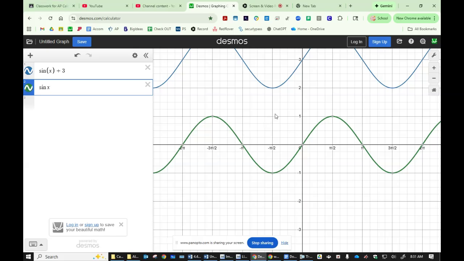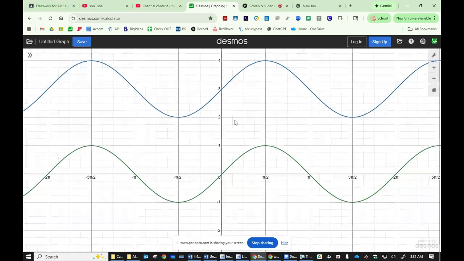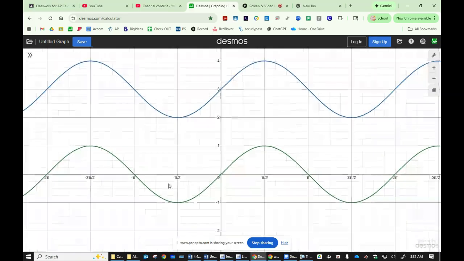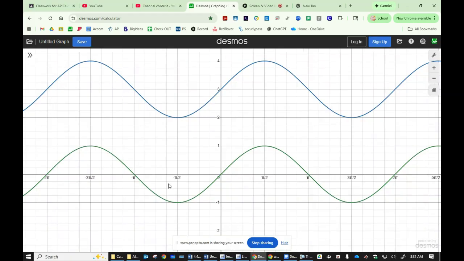Okay. What I would like you to notice, if I compare these guys, what is similar? Amplitude doesn't change, right? What's the amplitude of those guys? 1. Amplitude is 1, correct? That does not change because I didn't change the number in the front. Shape didn't change. There's no stretch there horizontally either.